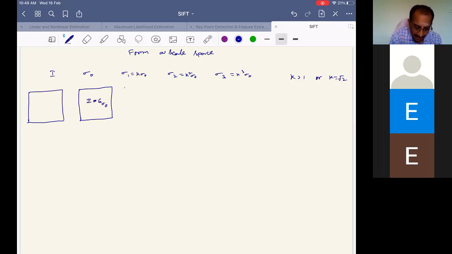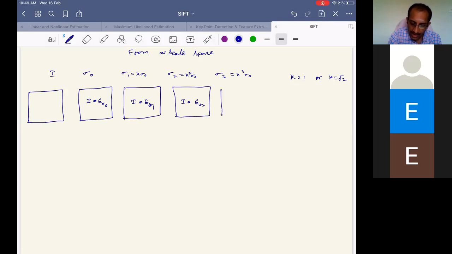And then this is I convolved with what? I convolved with G sigma 1, or G k sigma naught. Similarly, I can perform I convolved with G sigma 2 and so on. Each of these looks at the same image information but at different scales.